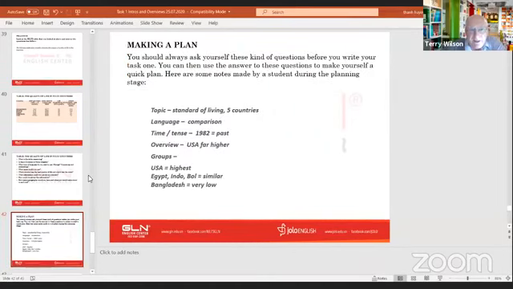So if you're making a plan, you should always ask yourself these kind of questions before you write your task 1. You can then use the answer to these questions to make yourself a quick plan. So here are some notes made by a student during the planning stage.